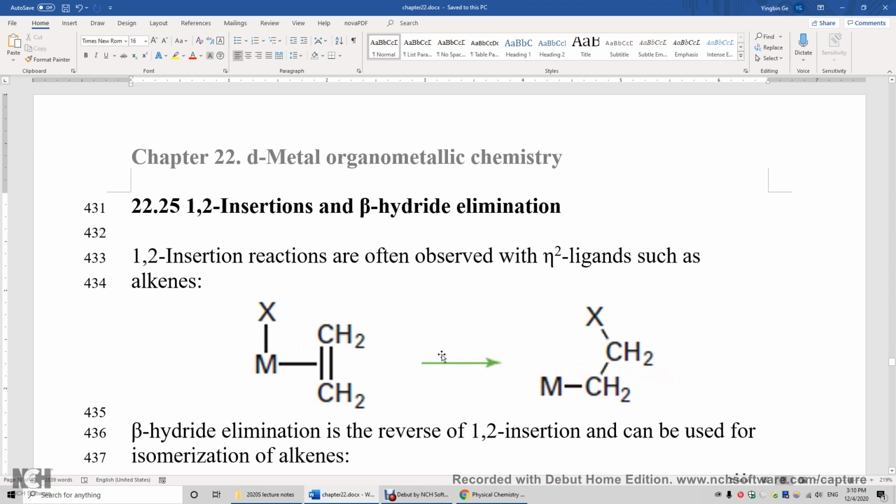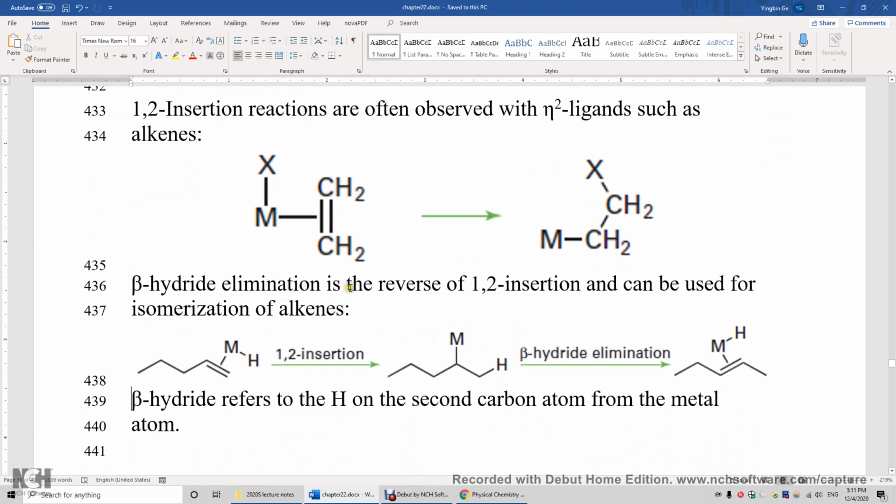Now let's look at the electron movement. These 2 electrons will go here and become the sigma bond between X and this CH2. Over here, the 2 p electrons will become the sigma bonding electrons between the metal and this alpha carbon. So we can label this carbon directly bonded to the metal as the alpha carbon. This one is then the beta carbon.